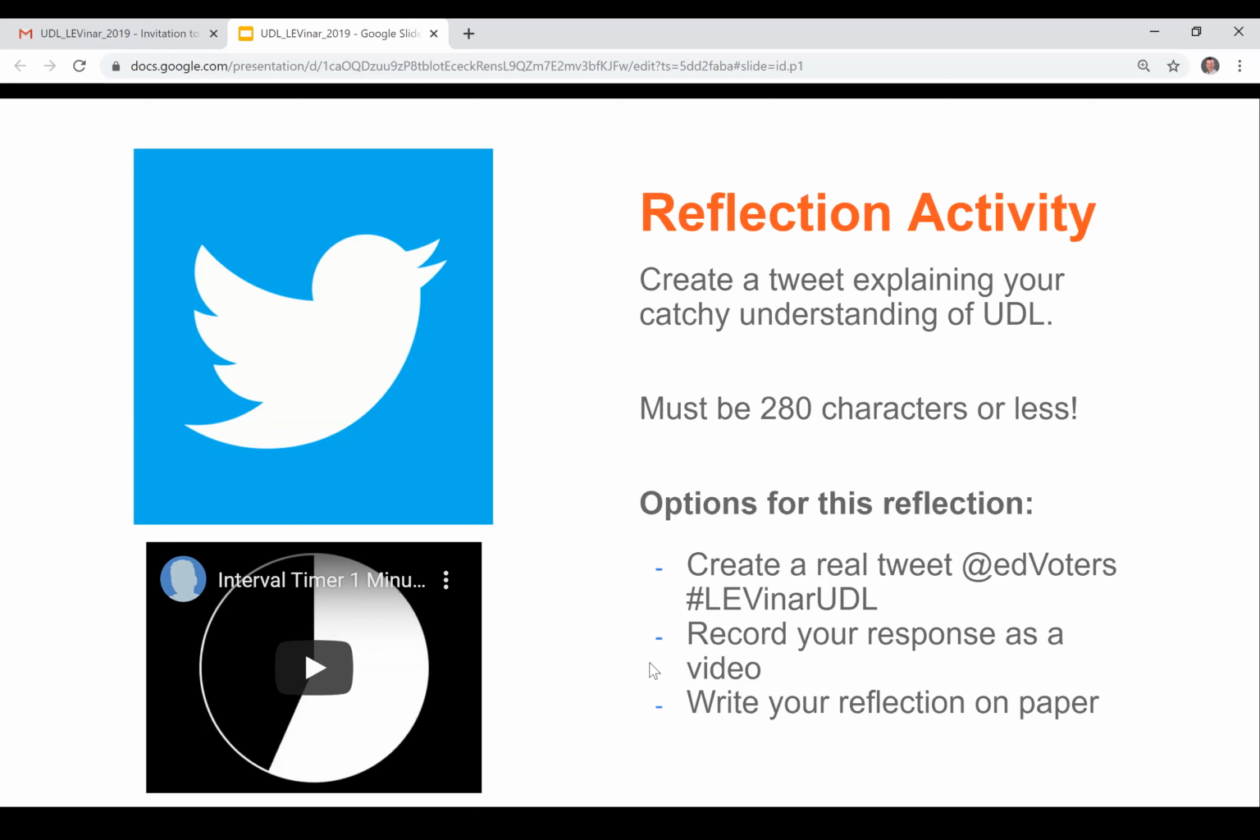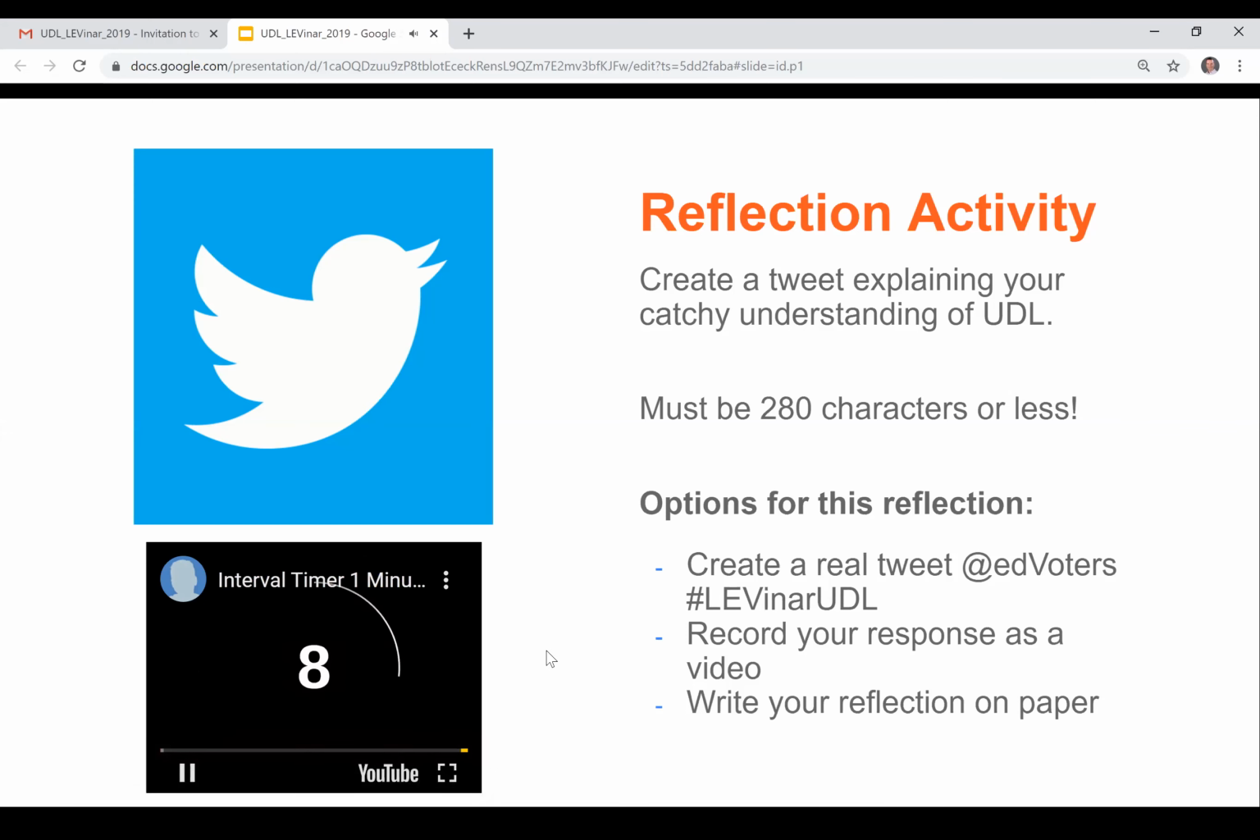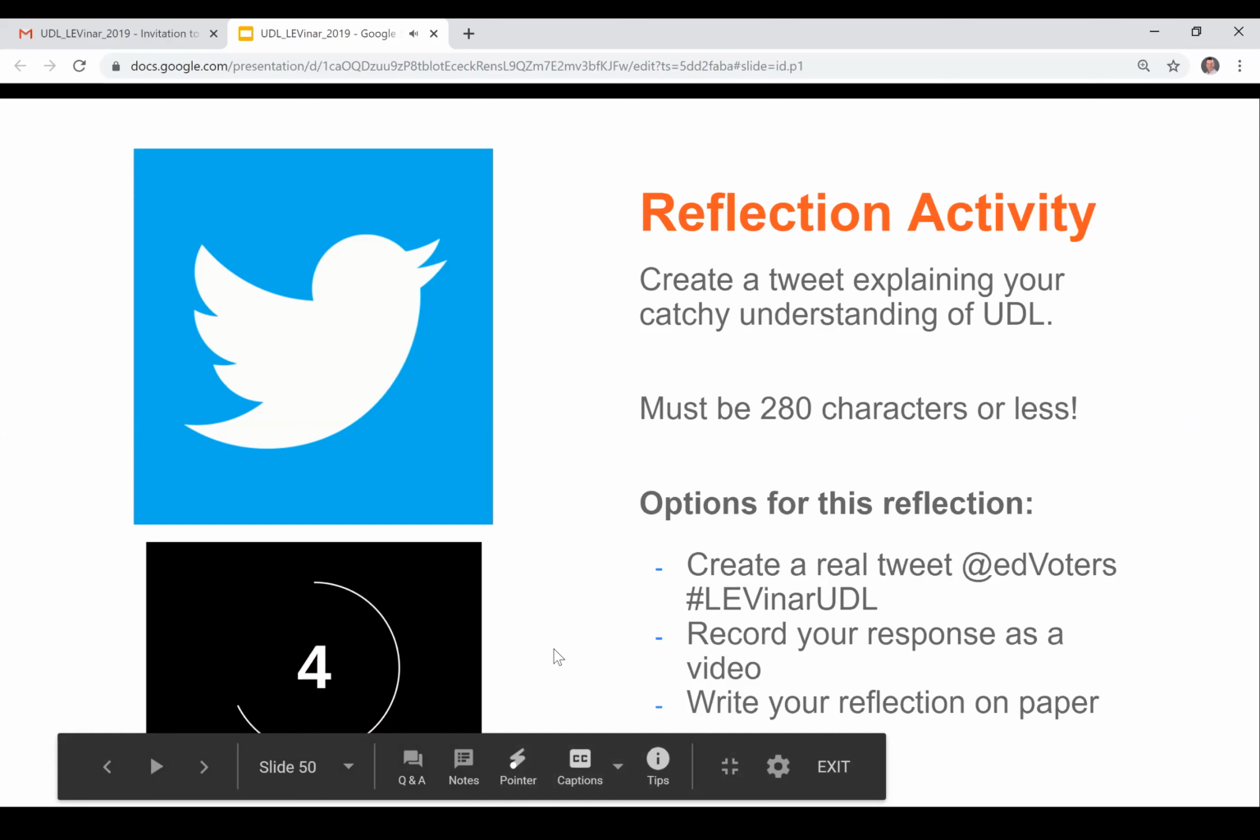You could record your response in a video and just save it for yourself, or you could write a reflection on a piece of paper or Post-it note, whatever you'd like to do, but take 1 minute to write a reflection, and we will have a timer. Actually, 1 minute and 10. Okay.